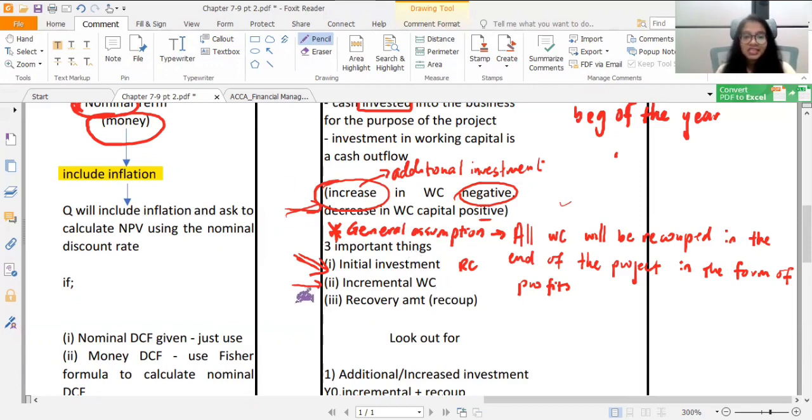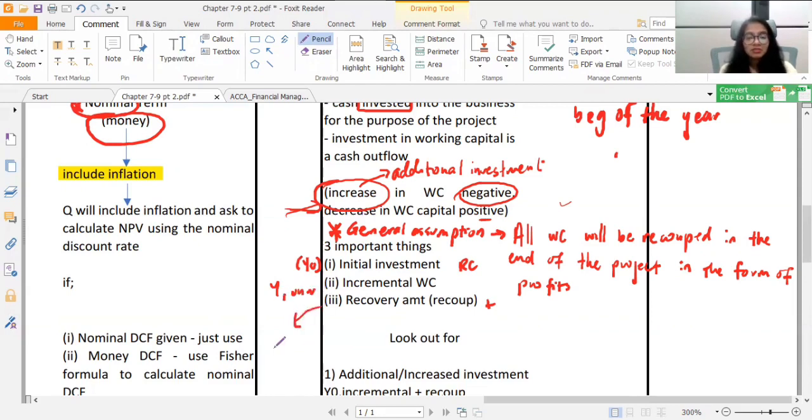And finally, in the end of the period, you would have a recovery amount, or you will be able to recoup this amount. So this is a positive cash flow. This will be in the final year, okay? And there is only one reason why there isn't an amount that you recoup. So I repeat, the initial amount is incurred in year zero. The incremental working capital is incurred from year one to one year before the final year, okay, year one onwards.